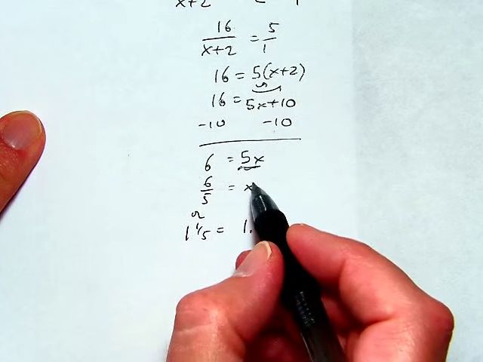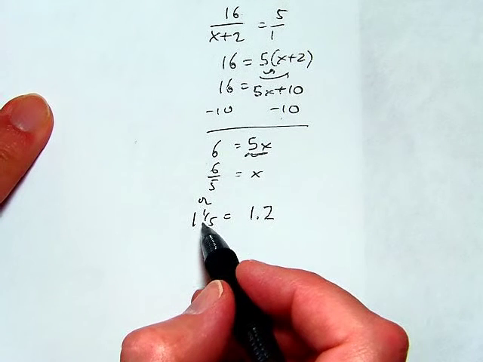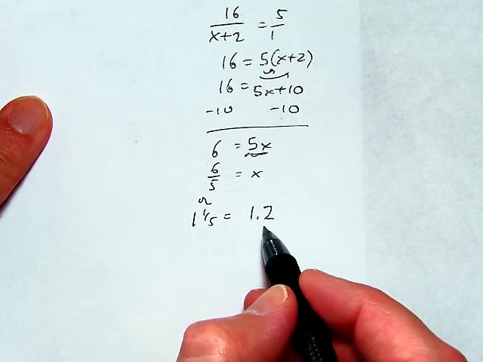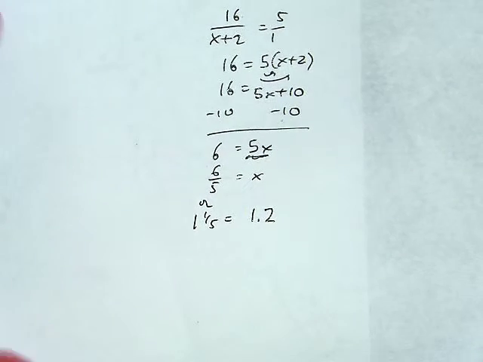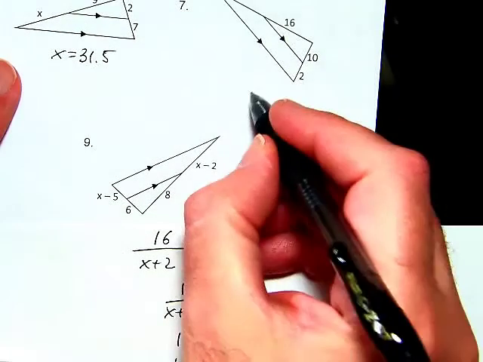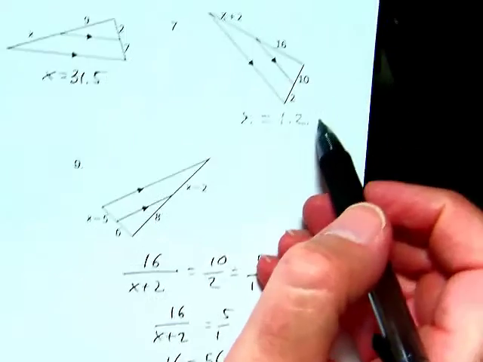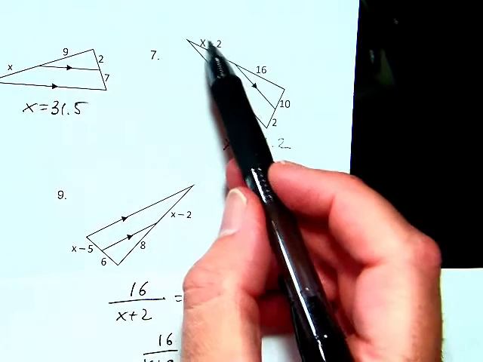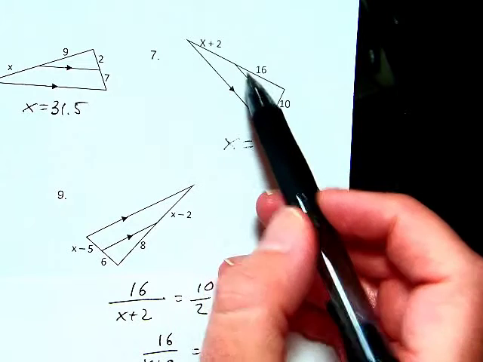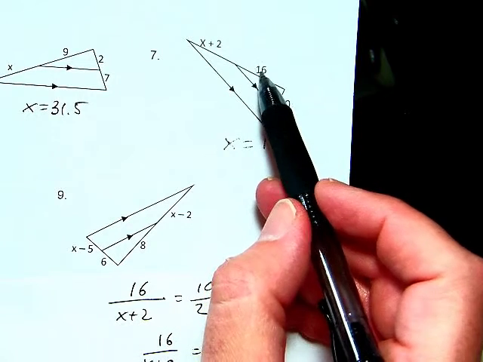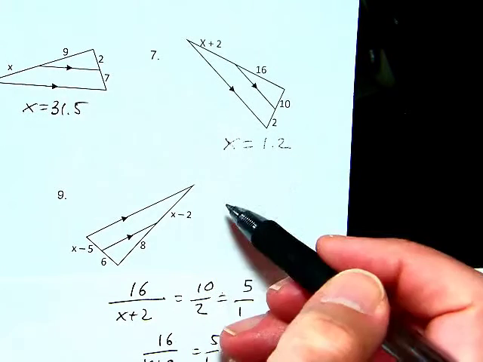I didn't quite show that, but we divided both sides by 5 to get x equals 6/5, which is the same as 1 1/5, and 1/5 is 0.2, because 0.2 is 2/10, which is 1/5. So the answer here is x is equal to 1.2. What you should do is double check this by plugging 1.2 in here. This would make this side 3.2, and double check in your calculator that 16 over 3.2 is equal to 10 over 2. And you'll find that it is.